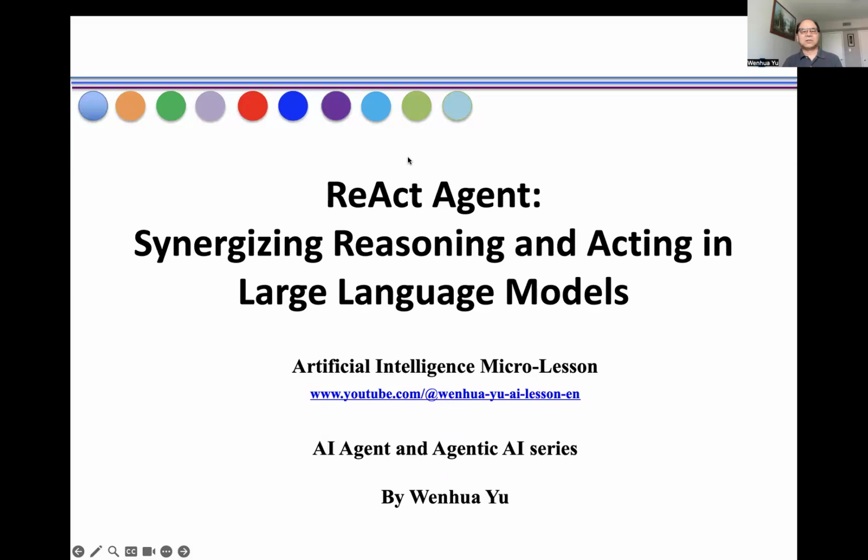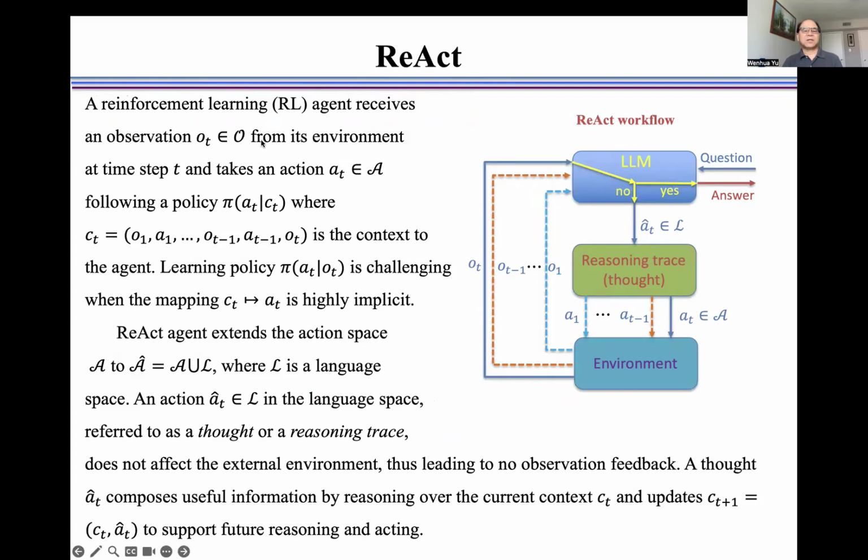In this video, I introduce ReAct agent, synergizing reasoning and acting in large language models. A reinforcement learning agent receives observation O_t from its environment at time step t and takes action a_t following a policy pi, where c_t is context to the agent. Learning policy pi is challenged when the mapping from c_t to a_t is highly implicit.